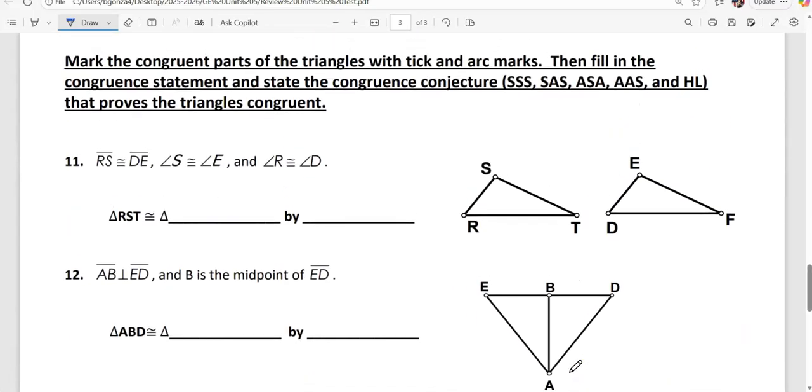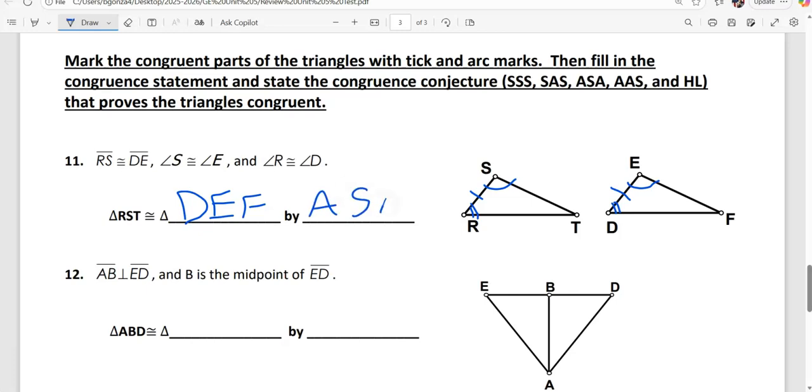Number 11. Now you gotta label stuff on here. So RS is congruent to DE, put a tick and a tick. Angle S and angle E, put an arc and an arc. Angle R and angle D, 2 arc, 2 arc. So RST corresponds and matches with DEF by what? Well, I see an angle, then a side, then an angle, in that order. Arc, tick mark, arc is angle, side, angle.